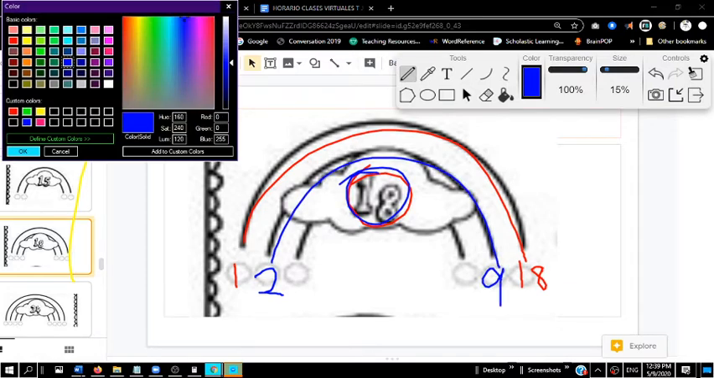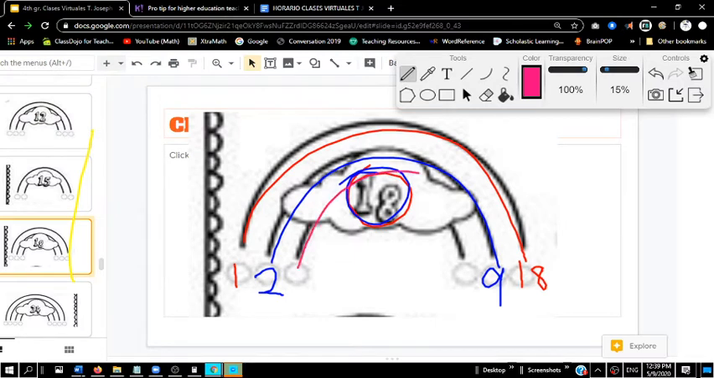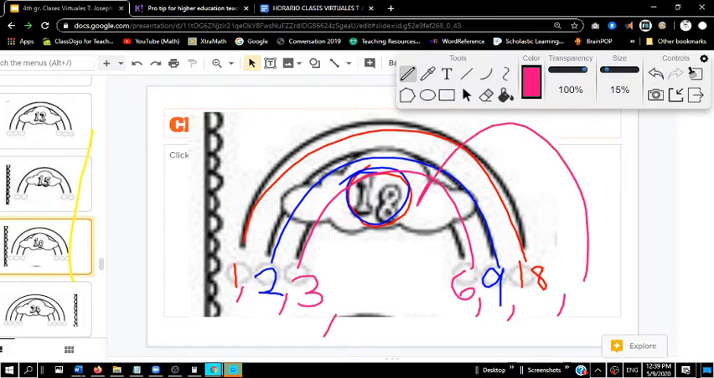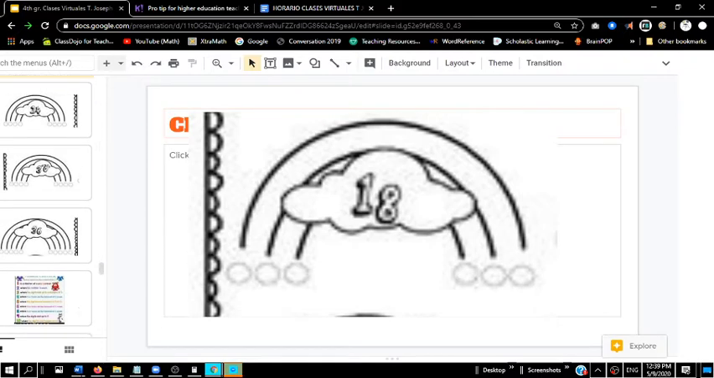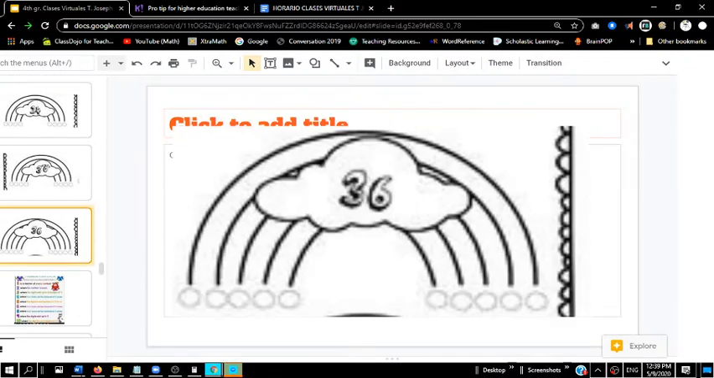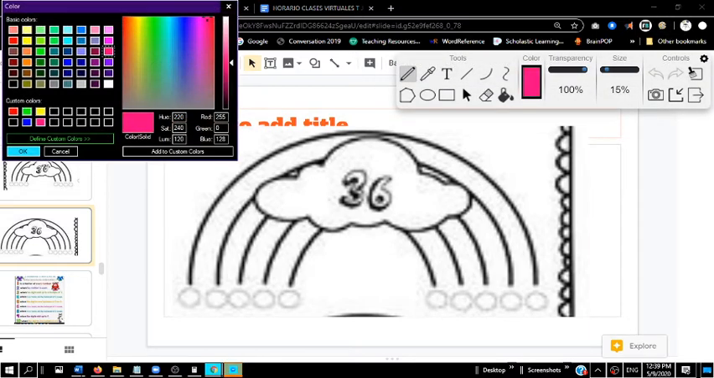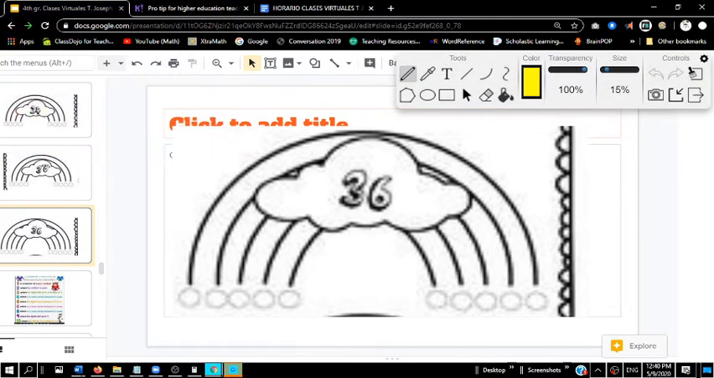And I know that 3 times 6 are factors of 18. So we have 1, 2, 3, 6, 9, and 18 as factors of 18. Let's do another one. Let's go with a bigger number. Let's go 36 this time. 36 can be factored out into many different numbers.